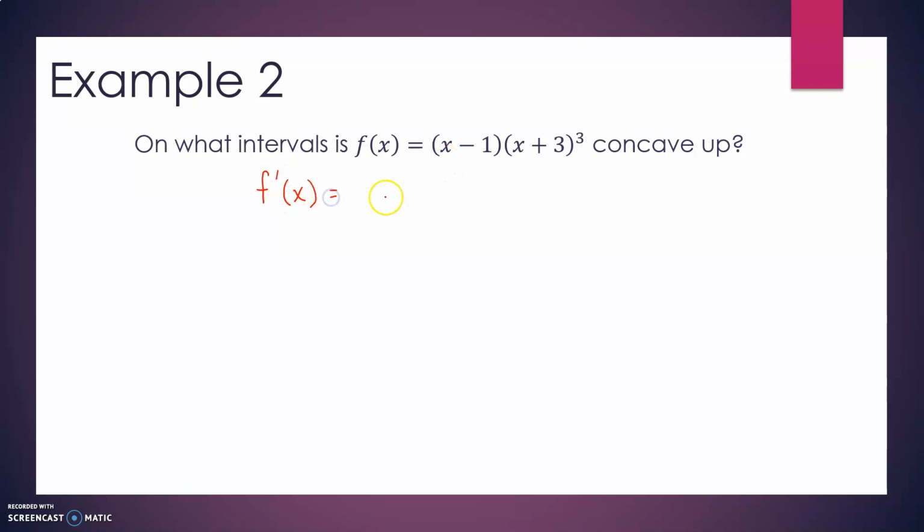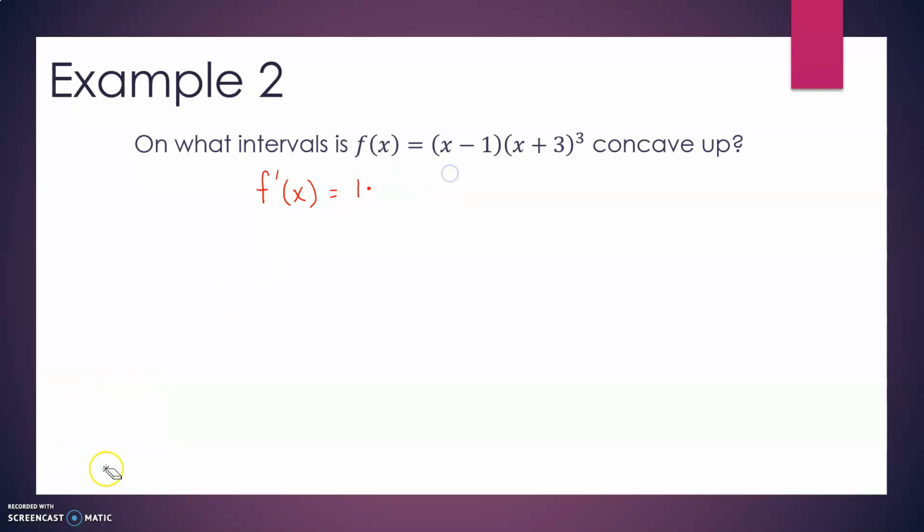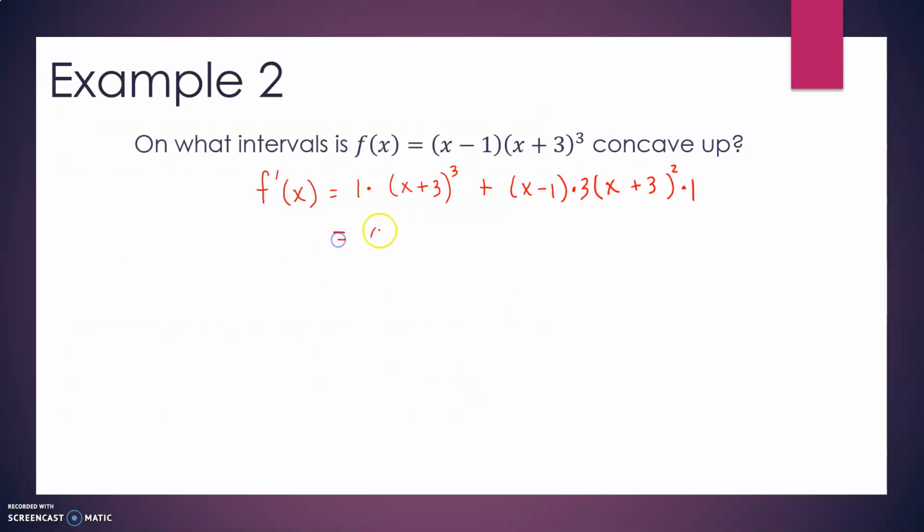So it's a product with x minus 1. So the derivative of that is 1. Oops, I did that wrong, didn't I? I need to leave that one alone. So I'm going to do the derivative of x minus 1 times (x plus 3) cubed, plus x minus 1 left alone times 3 (x plus 3) squared times 1. All right, so that's my first derivative. I'm going to maybe rewrite that a little bit.